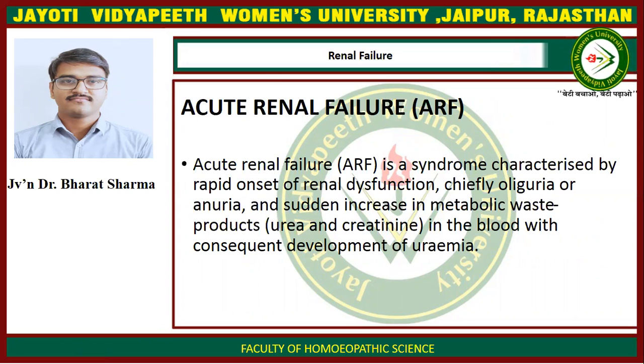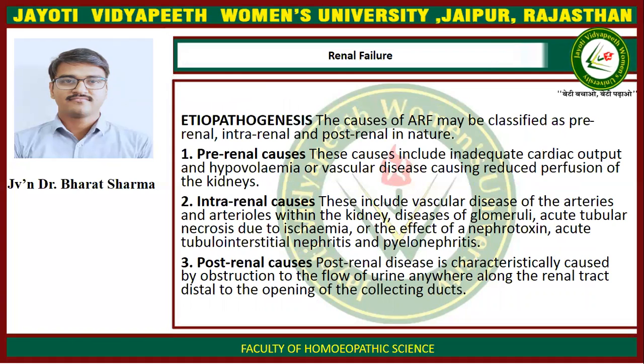Acute renal failure is a syndrome characterized by rapid onset of renal dysfunction, chiefly oliguria or anuria, and sudden increase in metabolic waste products in the blood with consequent development of uremia. Etiopathogenesis: the causes of acute renal failure may be classified as pre-renal, intra-renal, and post-renal in nature.